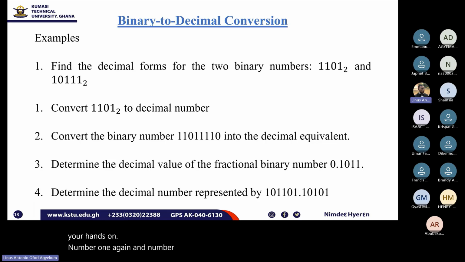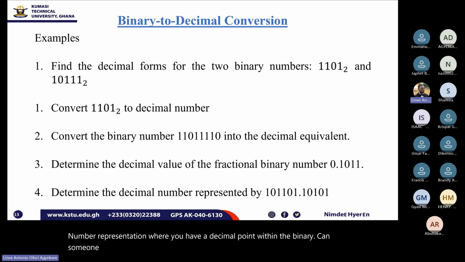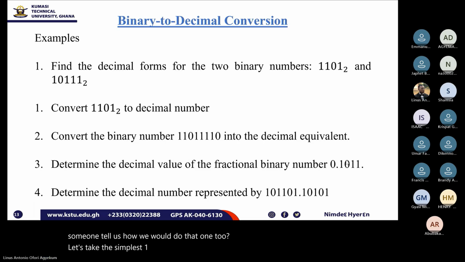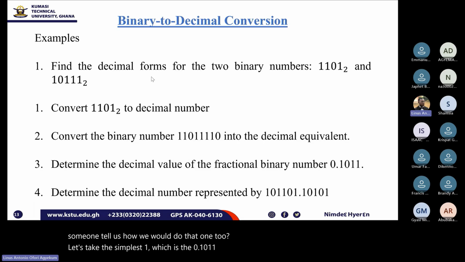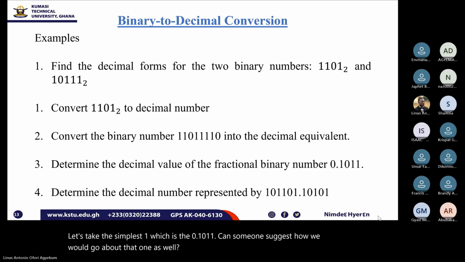Now, with the decimal number representation, where you have a decimal point within the binary, can someone tell us how we would do that one too? Let's take the simplest one, which is 0.1011. Can someone suggest how we would go about that one as well? Any volunteer?